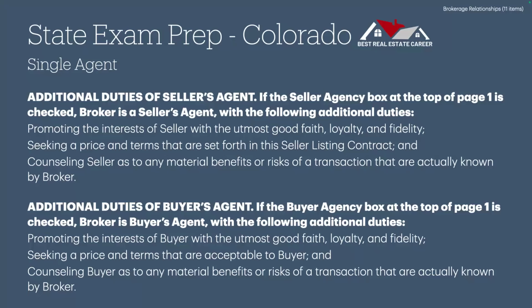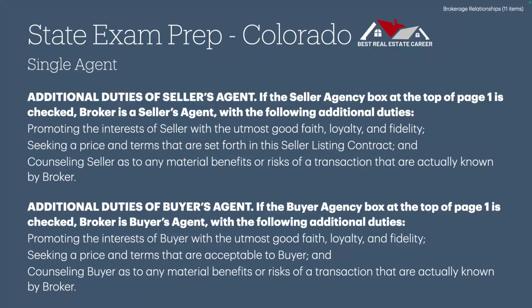You're promoting the interest of the seller with the utmost good faith, loyalty, and fidelity. You are seeking a price and terms that are set forth in the seller listing contract. And you're going to counsel the seller as to any material benefit or risk of a transaction that are actually known by the broker. Okay, cool. So for the seller, if I'm an agent, this is what I have to do if I have the agency box checked. I have an agreement in place. We have checked agency. This is what I have to do for my seller.